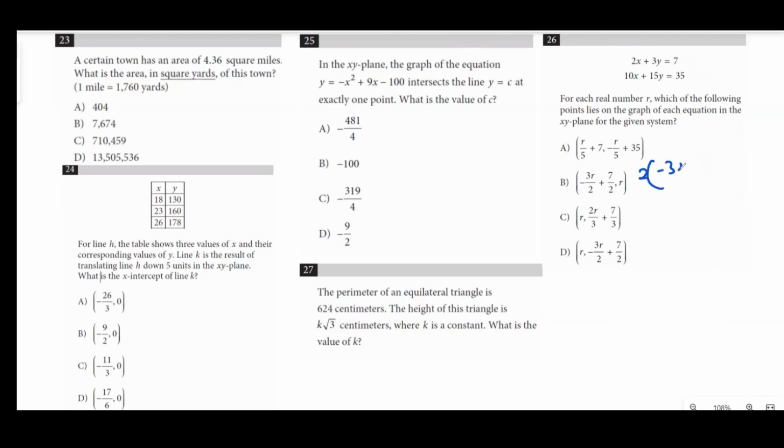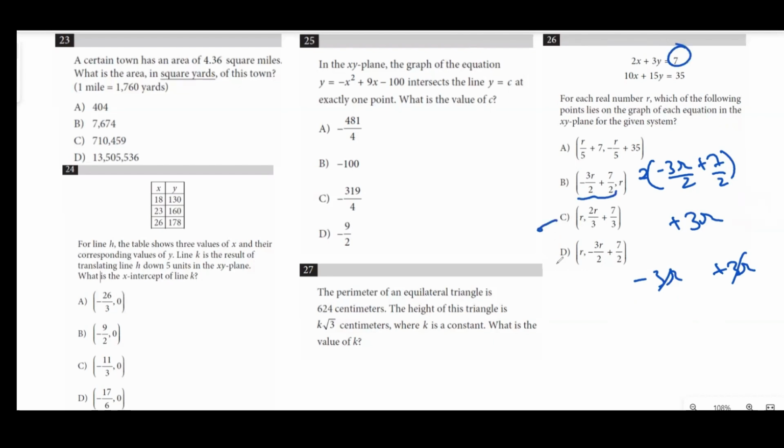X is minus 3r by 2 plus 7 by 2 plus 3y. Y is r. Now, if I try to just figure it out, it will become a constant value, minus 3r, and from here 3r. So 3r and negative 3r will cancel out. That means if I solve this, we will get a constant value, and that is exactly what we want.